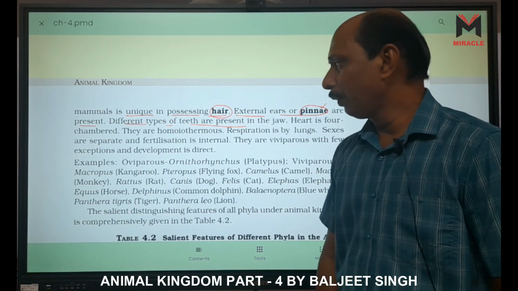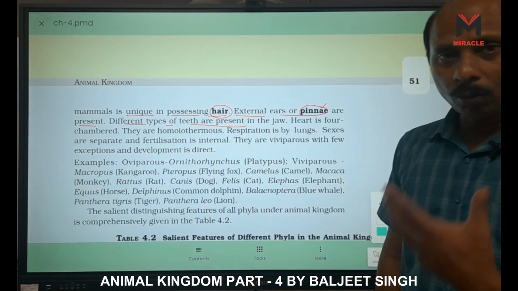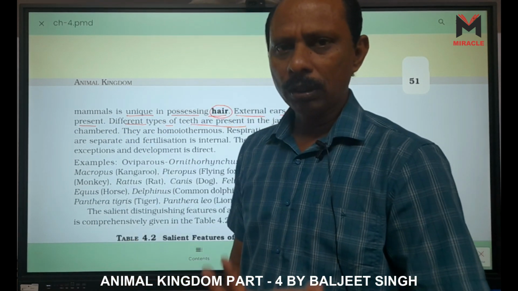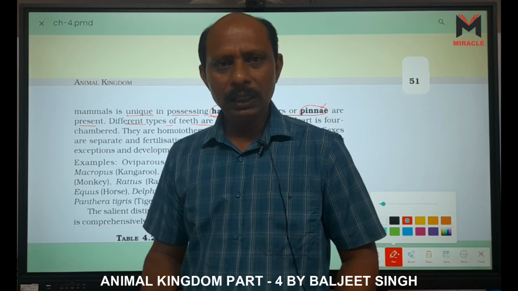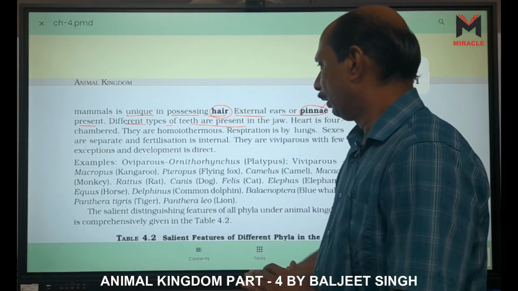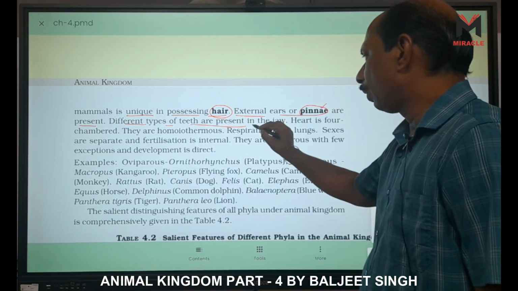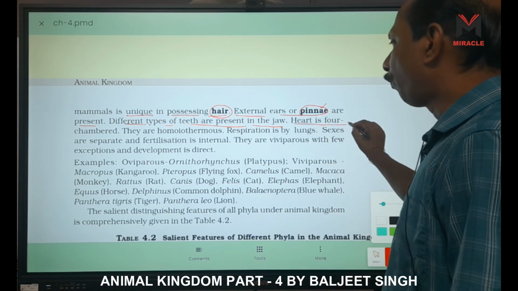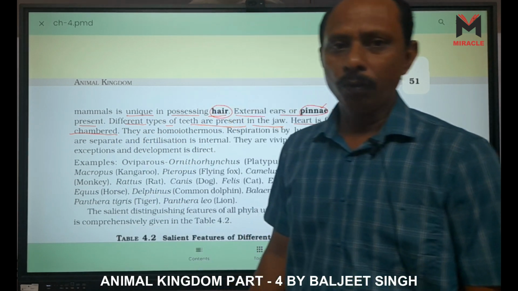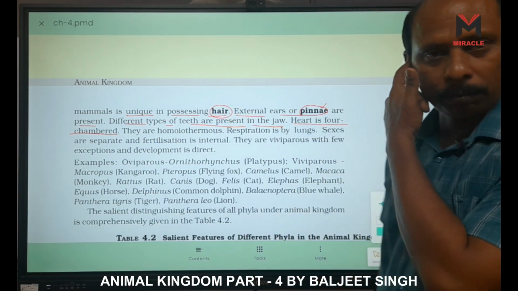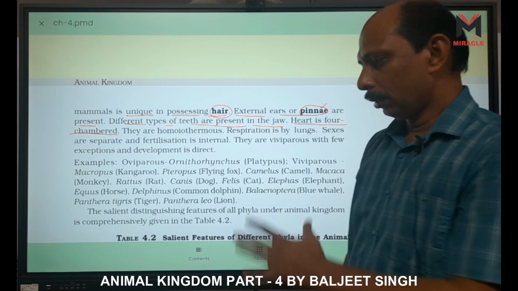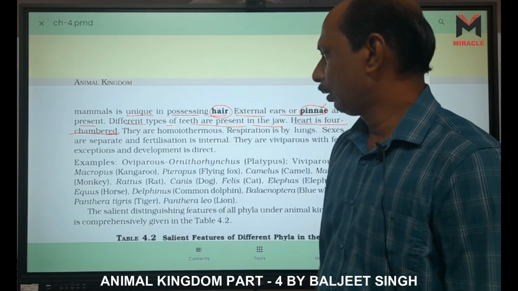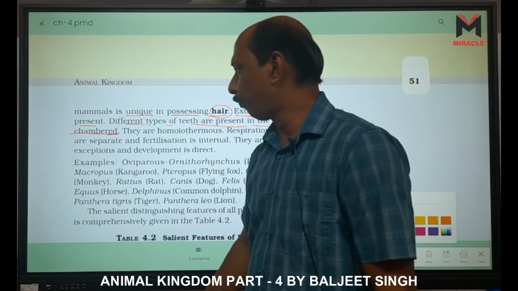So heterodont, as we know, in the case of humans, we have heterodont, diphyodont, and thecodont. These three characteristics are present in our teeth, right? Different types of teeth are present in the jaw: incisor, canine, premolar, and molar. Heart is four-chambered. Aves, four-chambered. Reptiles, which one? Crocodile, four-chambered heart. So crocodile, Aves, and all mammals have a four-chambered heart.